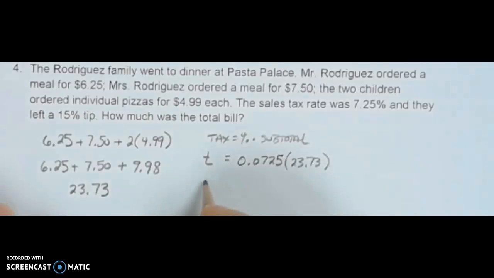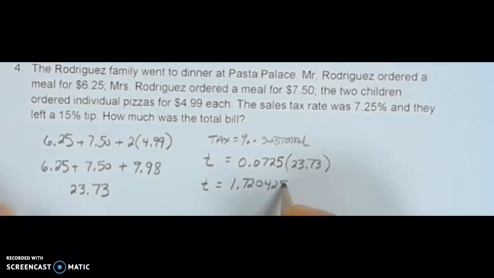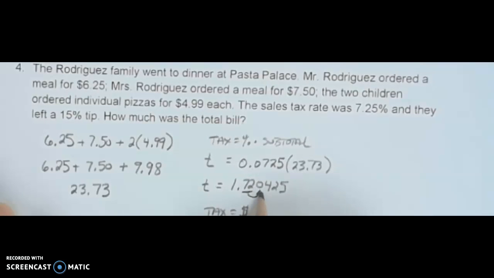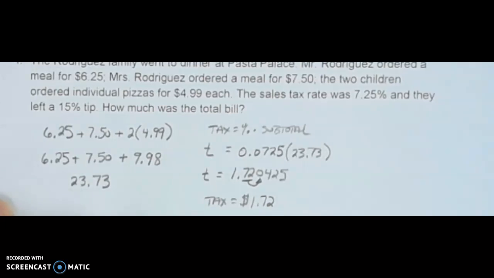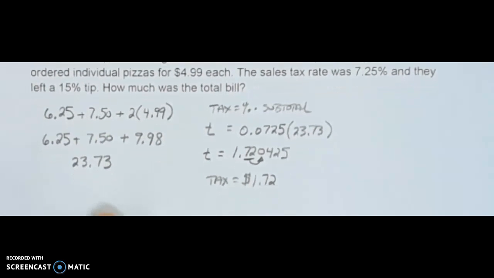Okay, well, when you multiply those together, you get a decimal of 1 and 720,425. So again, tax is money. We need to go to the hundredths place. It looks like 72 hundredths, and yeah, that 0 is not going to round us up. So your amount of tax is going to be $1.72. Okay, so now that we've got the tax, let's get the amount of the tip.